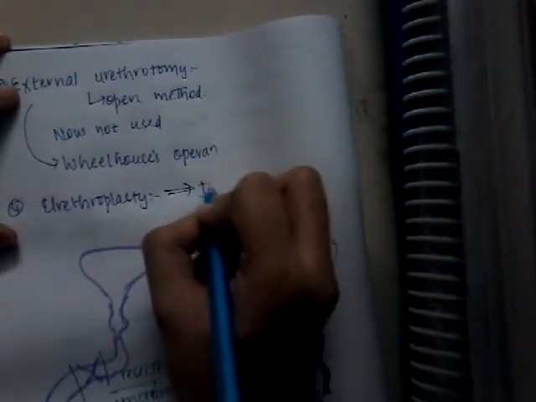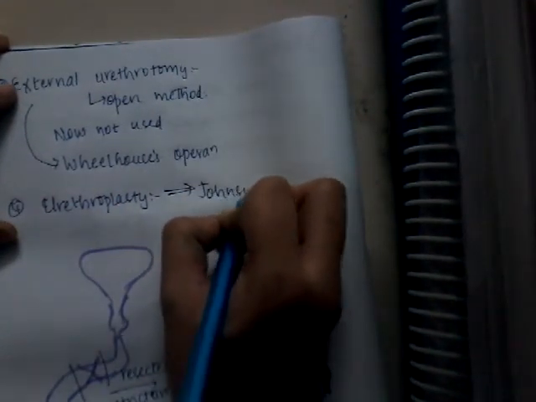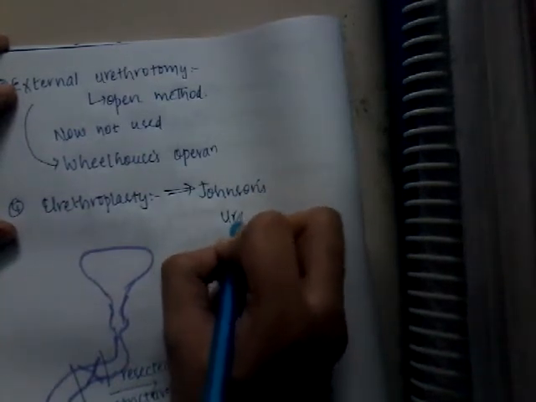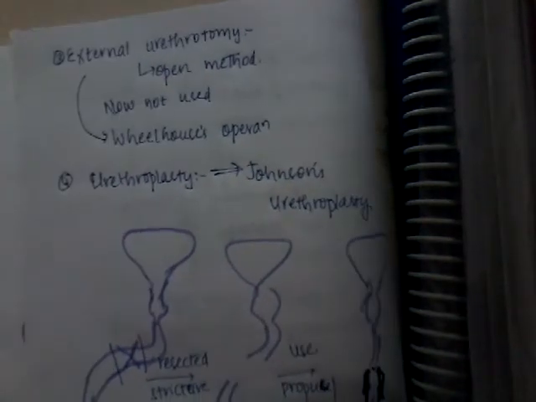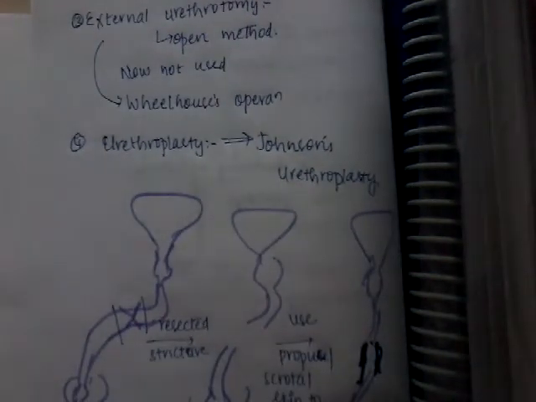So what do you call urethroplasty? This is called Johnson's urethroplasty. This is the other name for urethroplasty. So these are the treatment options which are available for urethral stricture.